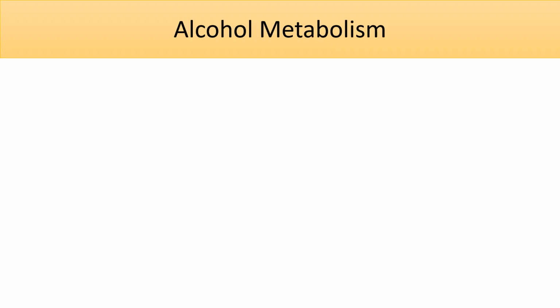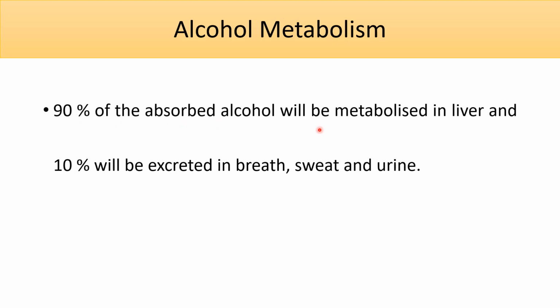Starting with alcohol metabolism, once a person consumes alcohol, it will be absorbed from the intestine, and once the alcohol is absorbed, 90% of the alcohol will be transported to liver. The remaining 10% will be excreted by breath, sweat and urine. So this 90% of the alcohol which is transported to the liver will be metabolized in the liver. So why is it getting metabolized? Because we are not able to store the alcohol in liver.